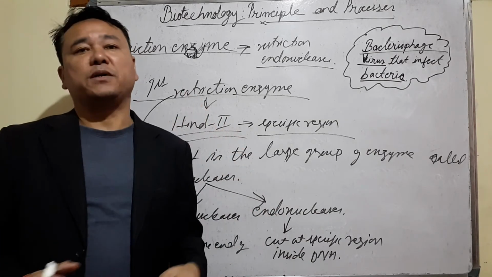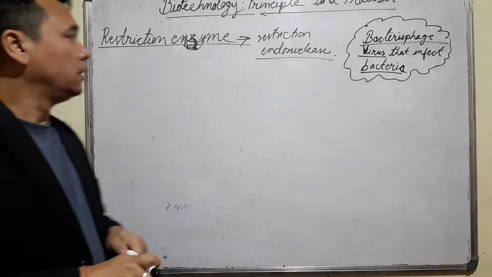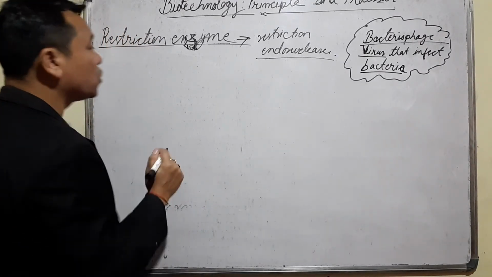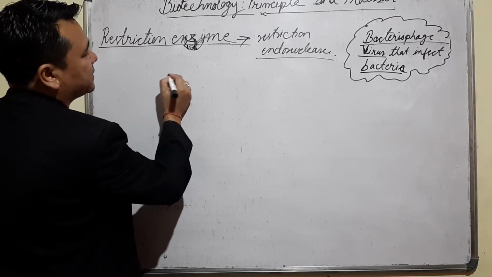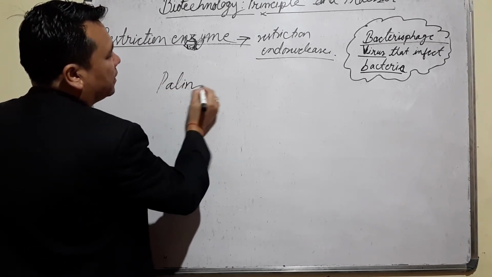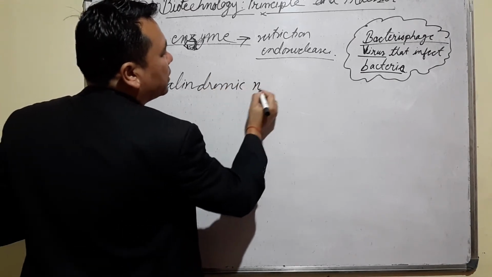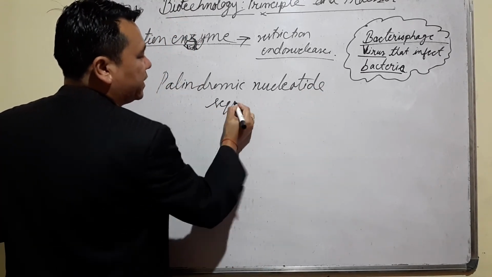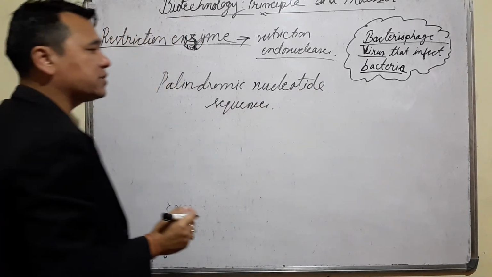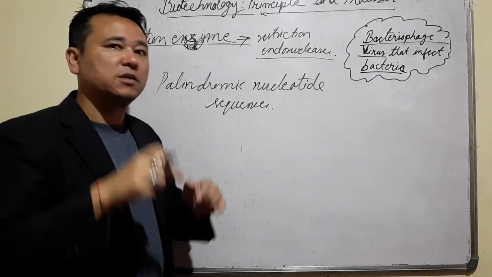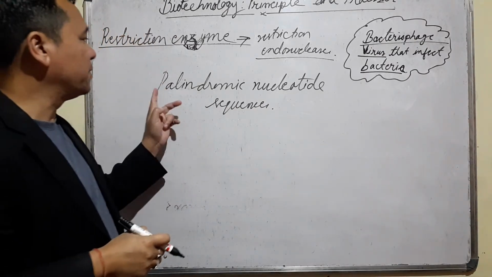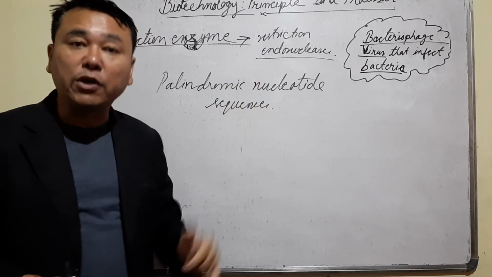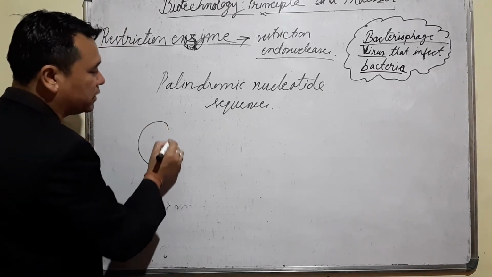So what is that specific region? Let's talk about it. Okay. So a restriction enzyme or restriction endonuclease cuts at a specific region, that is a palindromic nucleotide sequence. That means the restriction endonuclease cuts at a specific region, and that specific region we call a palindromic nucleotide sequence. Now, what is a palindromic nucleotide sequence?